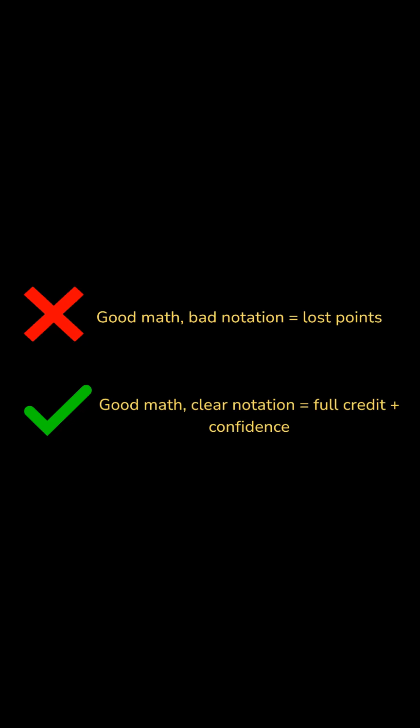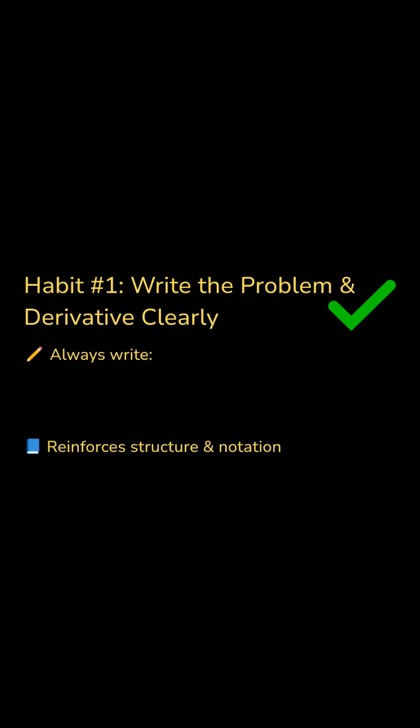You can understand every rule of differentiation, but still lose points if your notation isn't clear. The AP graders are looking for precision, and your teacher is looking for you to communicate clearly with your work. First tip, write the problem and derivative clearly. When you take derivatives, don't just rush into the computation. Write out the original problem, then the derivative using proper notation.